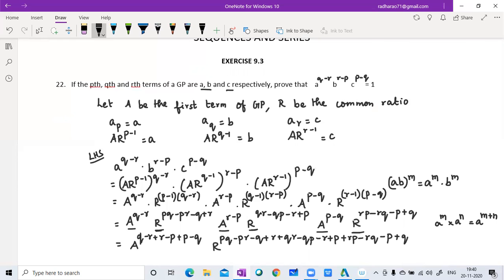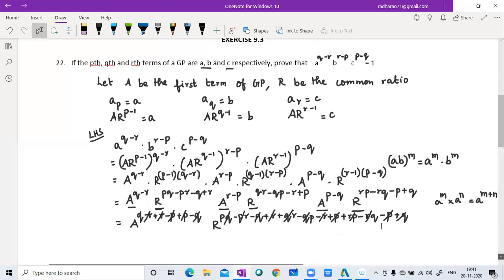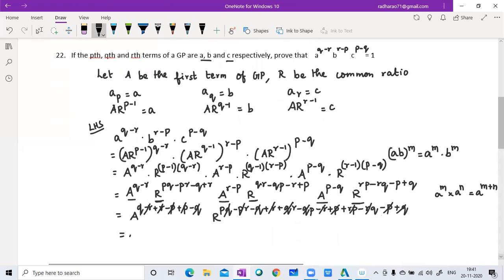Here you see the powers: minus q plus q gets cancelled, minus r plus r gets cancelled, minus p plus p gets cancelled. Here again pq minus pq, minus pr plus pr, minus q plus q, plus r minus r, qr minus qr, plus p minus p. So all the powers get cancelled. So it is A to the power 0 into R to the power 0. You know anything to the power 0 is 1. So 1 into 1 is nothing but 1.